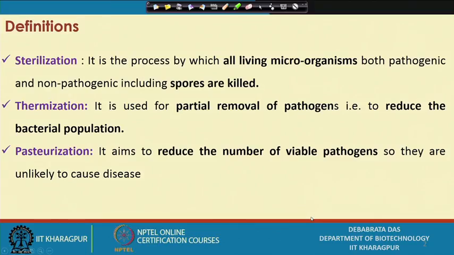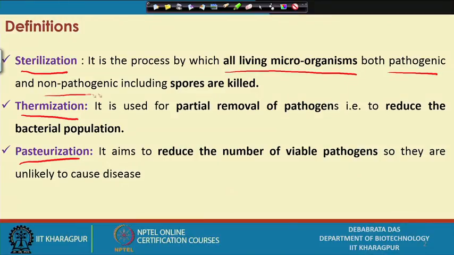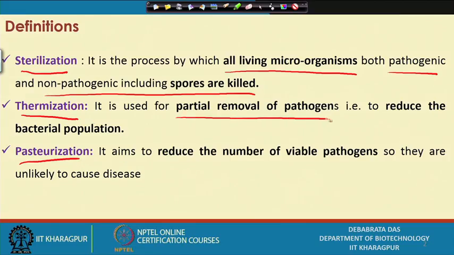Whenever we talk about sterilization, we come across three types of microorganism-killing processes: sterilization, thermization and pasteurization. Now what do we mean by that? Sterilization means killing of all living microorganisms, both pathogenic and non-pathogenic, including the spores. But what is thermization? It is the partial removal of pathogens.